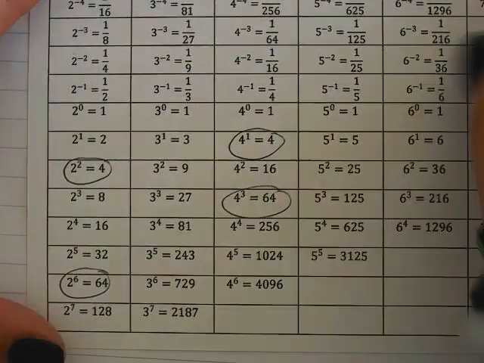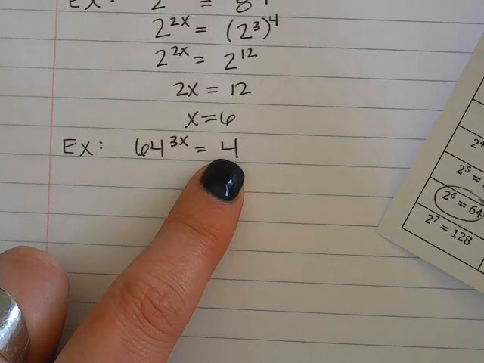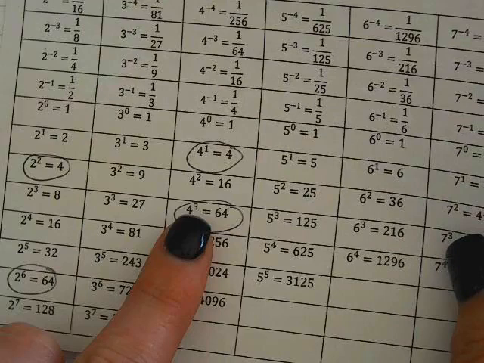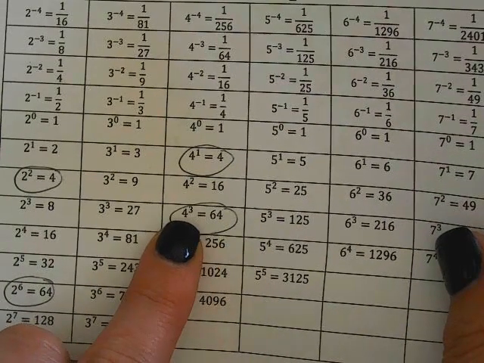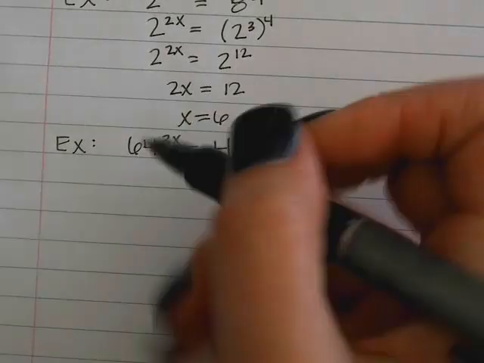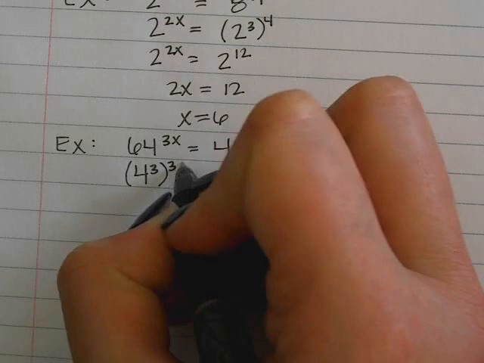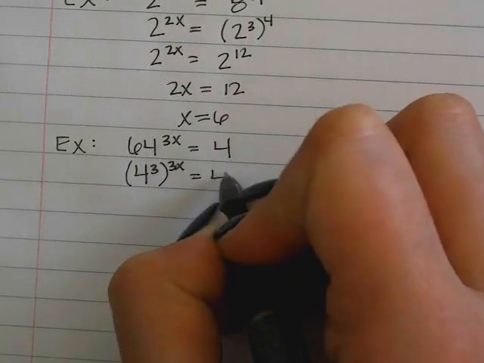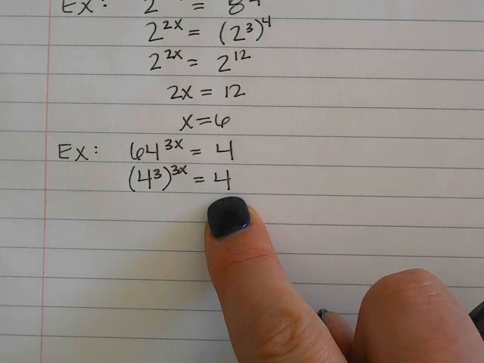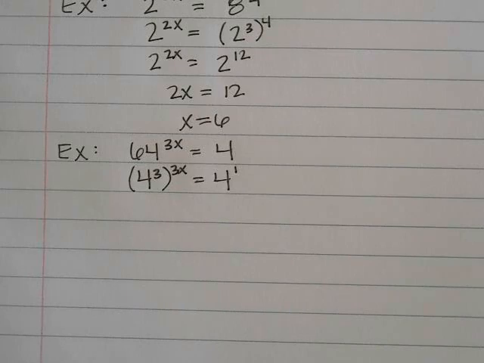All right, so what I'm going to do with this problem is, since I have one of my problems written already with a base of 4, I'm going to go ahead and leave it as a base of 4, and then I'm going to take the 64 and change that one to be a base of 4 as well. So 64 was 4 to the third. It's still being raised to the 3x, so I'm going to keep that up there. And then this 4 will be easiest for me to look at if it has an exponent, and so I'm going to put that exponent of 1 in there.